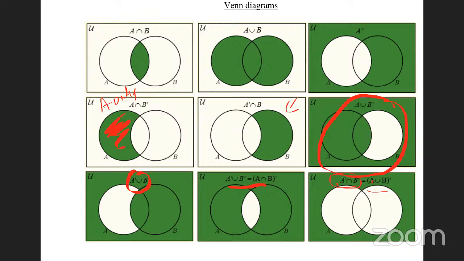All right? So you have to know these Venn diagrams and what they represent. The last one is everything outside A union B. Okay? And the second to last one is A intersect B complement. Everything outside the complement. All right? So you need to know those little things.